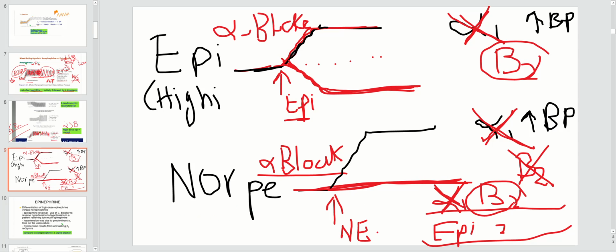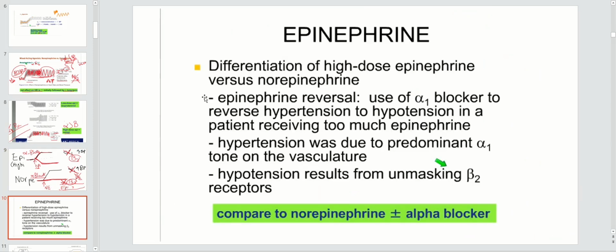However, norepinephrine is not acting on the beta 2 receptor. So whenever you block the alpha 1 receptor, the mean arterial pressure becomes a steady line. It is not increasing, not decreasing, and that is the reverse of the epinephrine case. Here you can see the slight differentiation between high dose epinephrine and norepinephrine. So epinephrine reversal is the use of an alpha 1 blocker to reverse hypertension to hypotension in a patient receiving too much epinephrine, that is, a high dose of epinephrine.